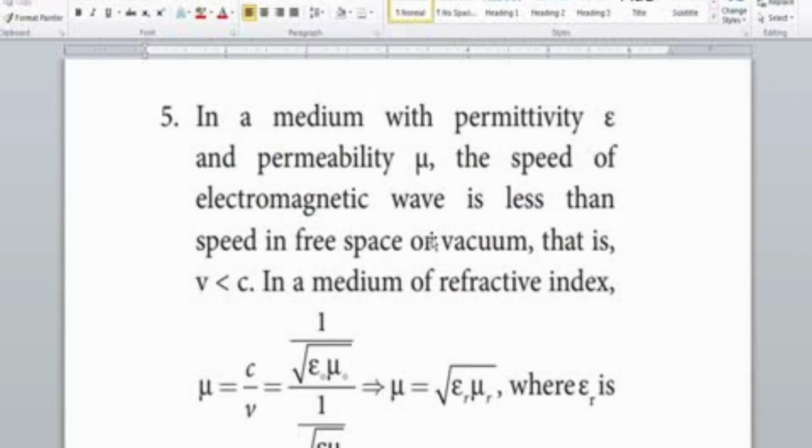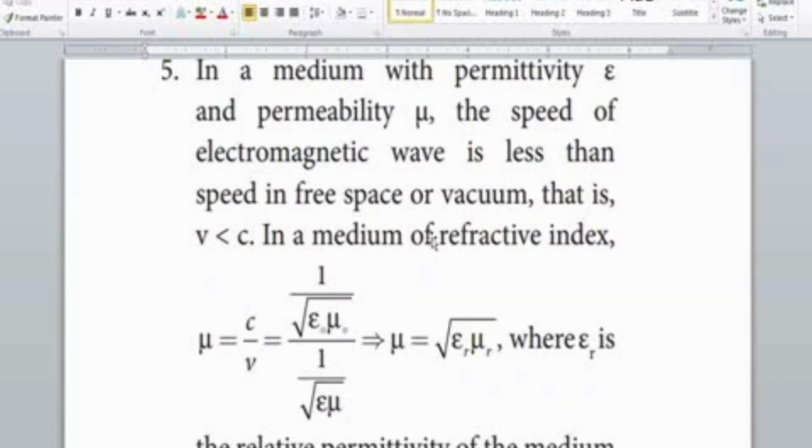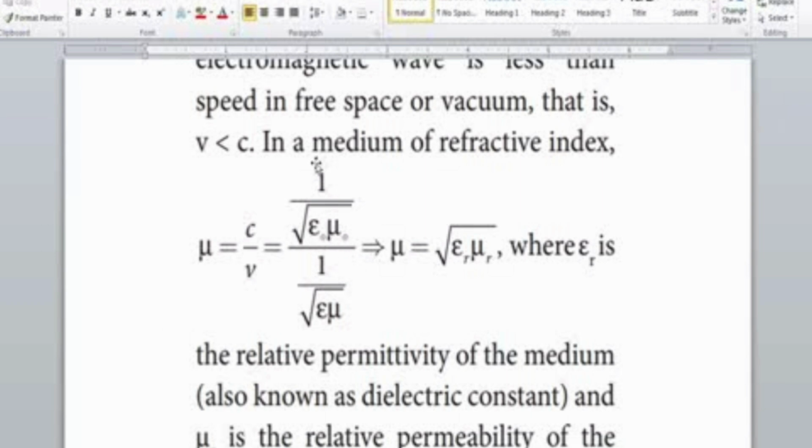The next one is the fifth property. In a medium with permittivity epsilon and permeability mu, suppose the wave travels from one medium to another. We can calculate the relative velocity, relative permittivity or relative permeability. So refractive index mu equals c by v, where c is the velocity of light and v is the velocity in that medium. Dividing the two values, you get mu equals root of epsilon r mu r, where epsilon r is the relative permittivity and mu r is the relative permeability.